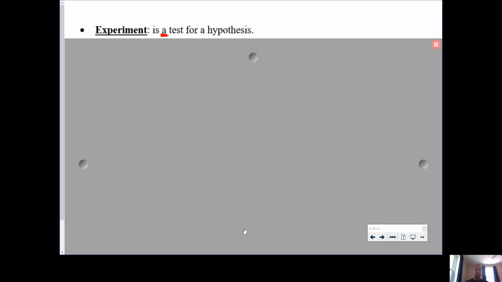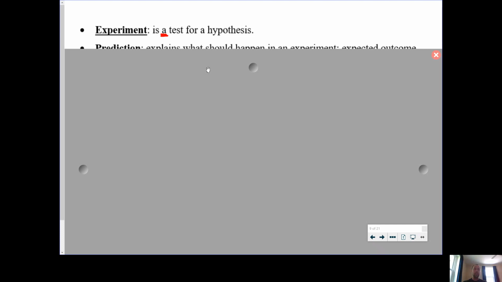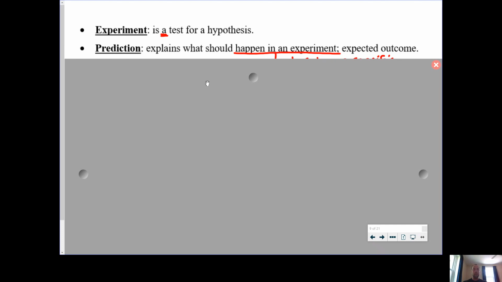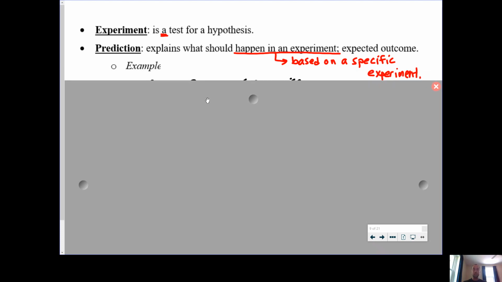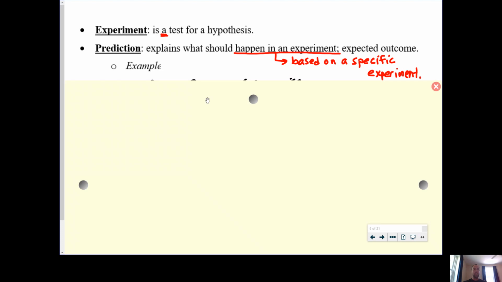So the next part of this is that there is an experiment. And an experiment is a test for a hypothesis, or you could also say it's testing a claim. And again, I'll get into what a claim is in a little bit. A claim could be a prediction. A prediction is something that should happen in an experiment based on a specific experiment. So that's how, more specifically, it's different than a hypothesis.